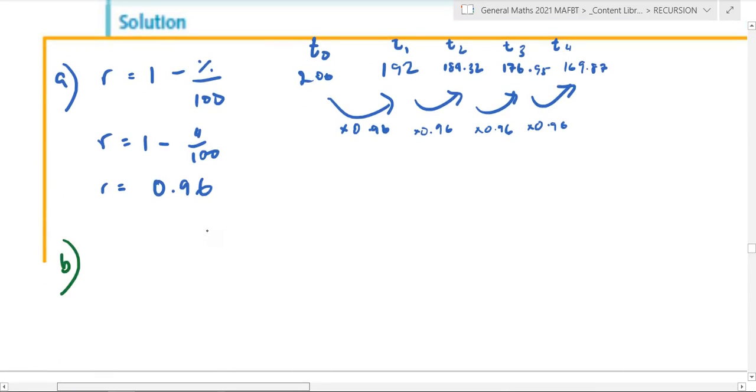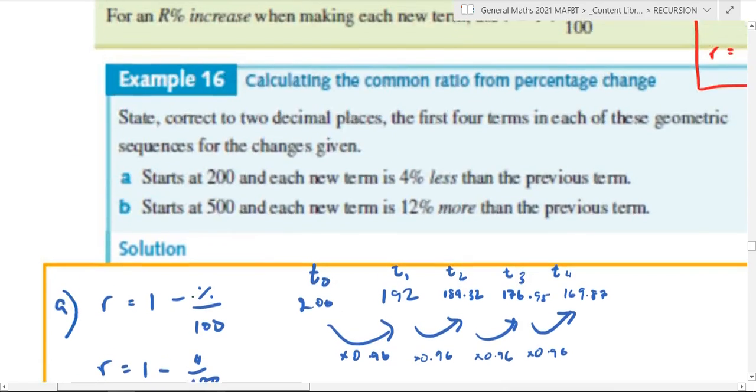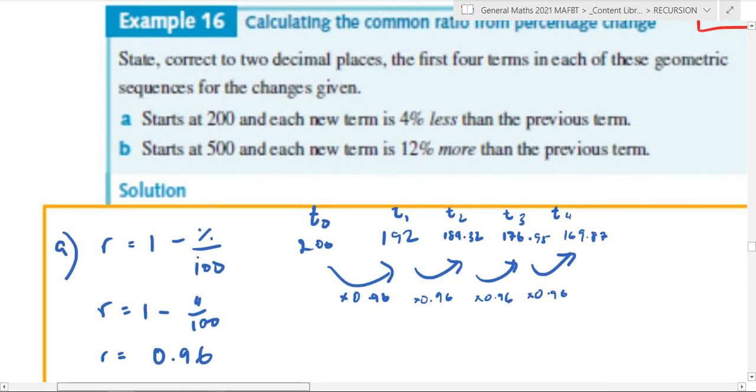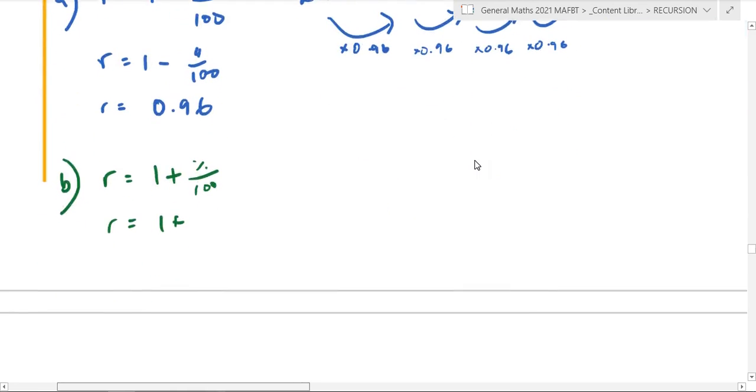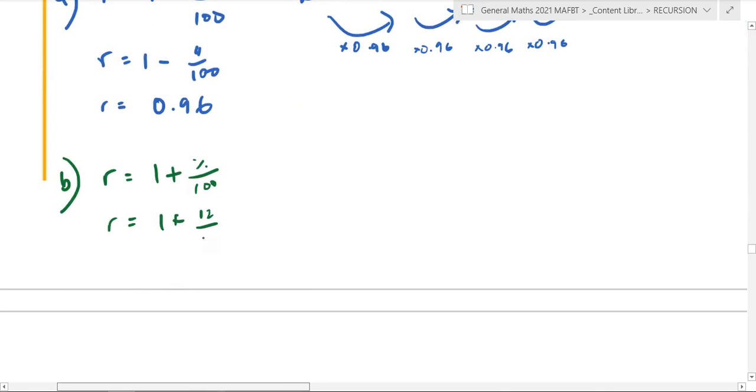So instead of using the minus because it's decreasing, like for the previous one, this time we're going to use the increasing common ratio. To find the ratio for this, it's going to be 1 plus, and according to this, it's 12% more. See that? 12% more. Look out for the words to tell you whether it's increasing or decreasing. 12 over 100. That means the ratio is 1.12. And notice how, again, the ratio is going to be greater than 1, so these terms are going to be increasing.